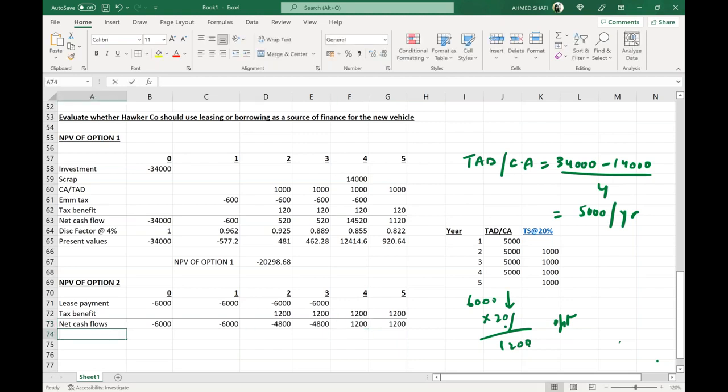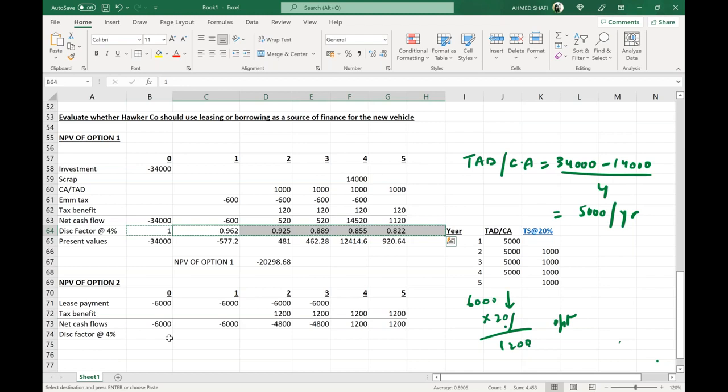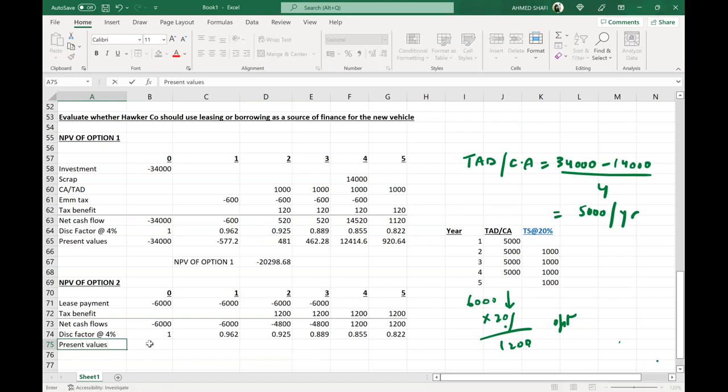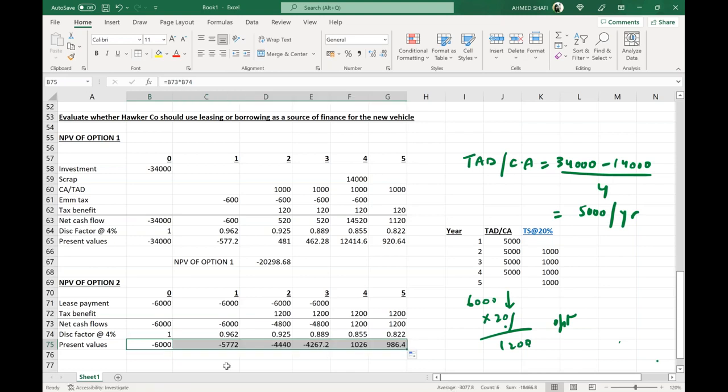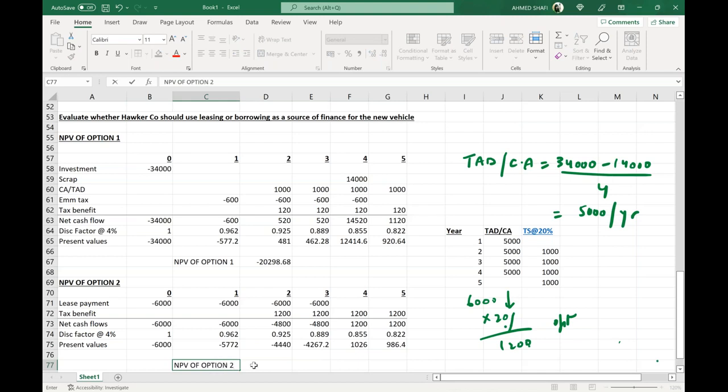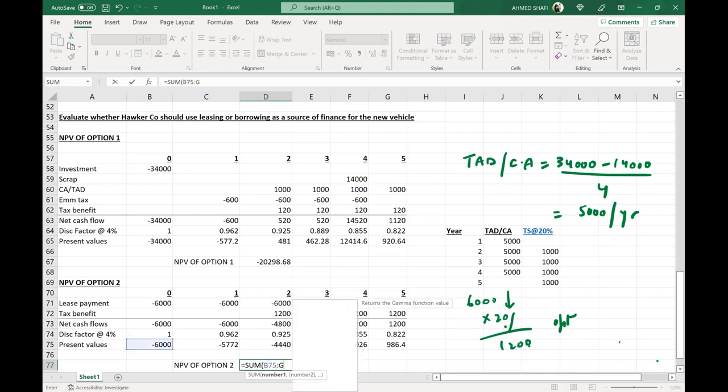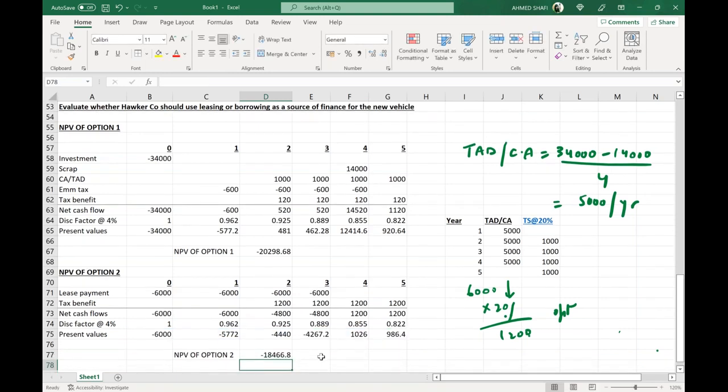These need to be multiplied by the discount factor again. Either 4% or 8%, both are acceptable to match the answer. I'm just using 4%, but in my classes I used 8%. Here, just to match, using 4%, you will get present values, and once you net them all, you will get the NPV of option 2, which is -18,466. Okay, you have the NPV of both options.